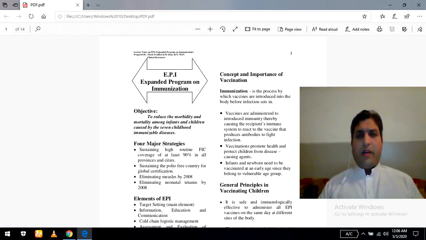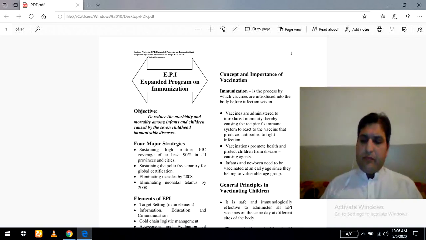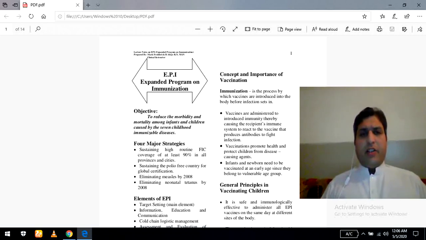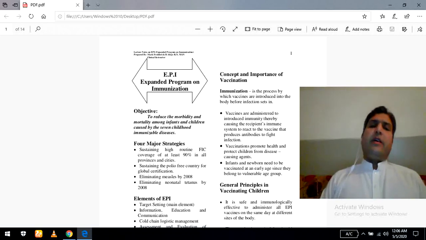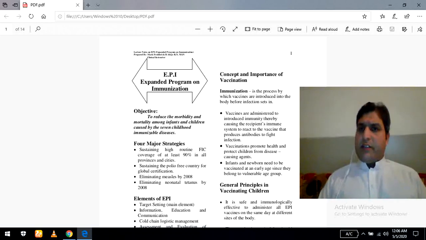As for the EPI program, EPI stands for Expanded Program on Immunization. Initially, this program was launched in 1974. In our country, Pakistan, this program was established or launched in 1978. Simply, we can say that this program was launched in the late 19th century.